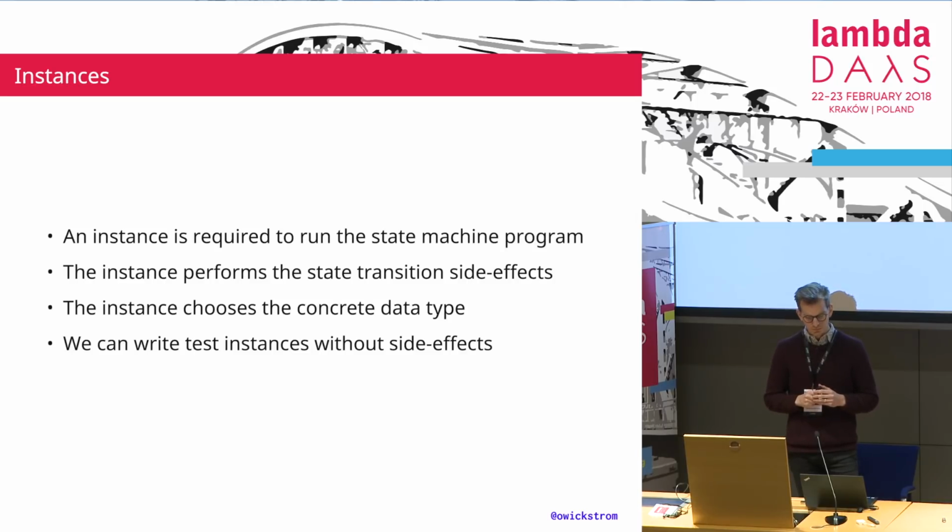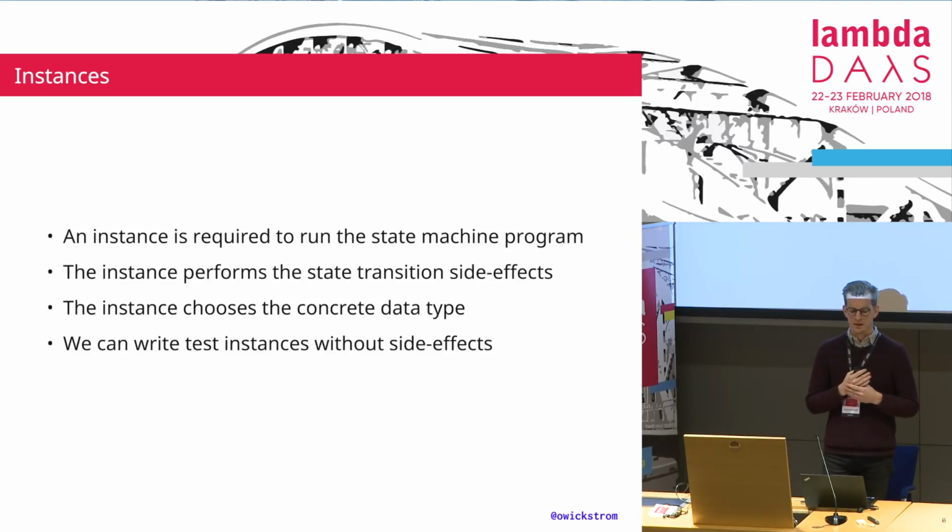To actually run it, we need an instance. So this needs to be an instance of this transitions type class. It will define which side effects are to be done at each transition, if any. So it chooses the concrete data type, and that concrete data type can contain all kinds of implementation details like database connections or sockets or whatever you need.